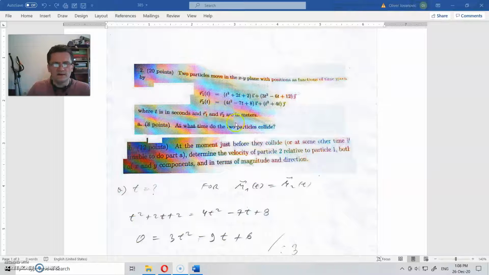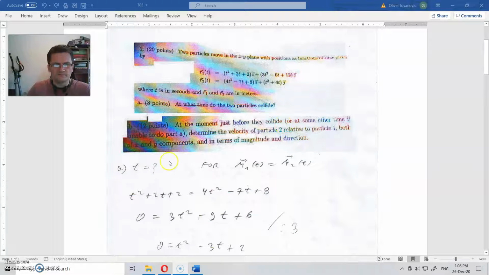Okay, let us do A. At what time do the two particles collide? So t is equal to question mark. At what point will those two particles collide? In that moment when they are at the same place. And this is what describes the place of the particle, the coordinates. At the same place is where r1 is equal to r2. That is easy. You just set this thing here equal to this thing here.